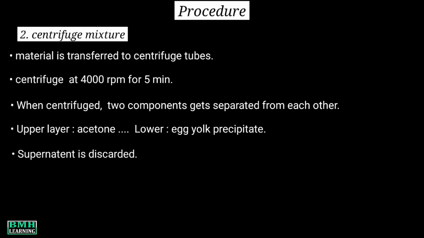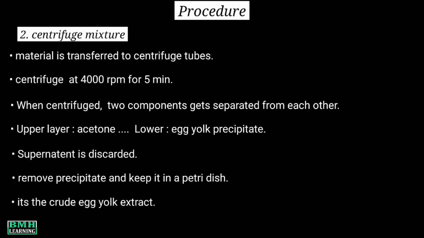The supernatant is discarded. Now, once the precipitate is collected at the bottom of the centrifuge tube, remove the precipitate and keep it in a petri dish. So this is our crude egg yolk extract.